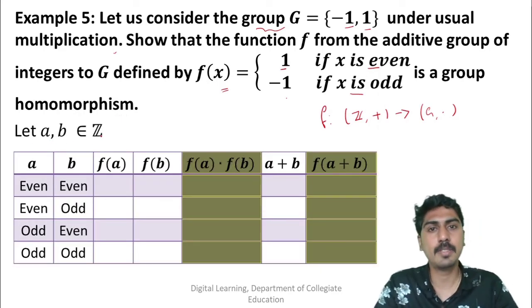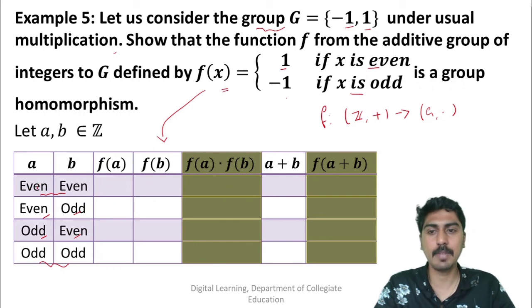For a, b in Z, we have 4 different possibilities. Both a and b can be even, or a is even, b is odd. a is odd, b is even. Both a and b can be odd. By the definition of f, if a is even, we should have f of a equal to 1. Since b is even, f of b is also 1. Similarly, for even and odd, we have 1 and minus 1, for odd and even, minus 1 and 1, and for odd and odd, minus 1 and minus 1.